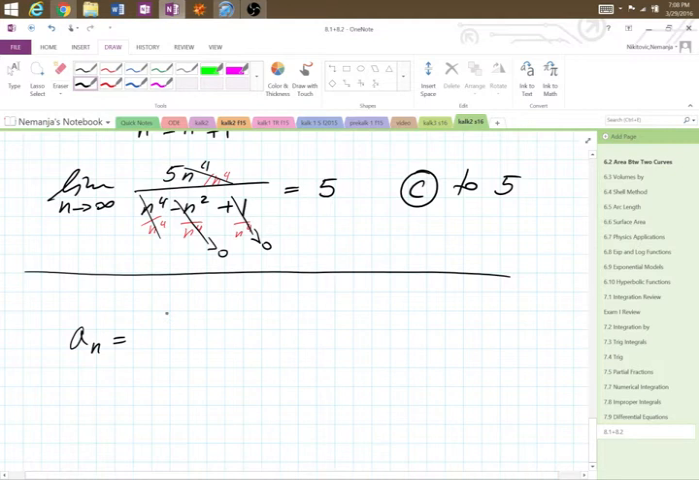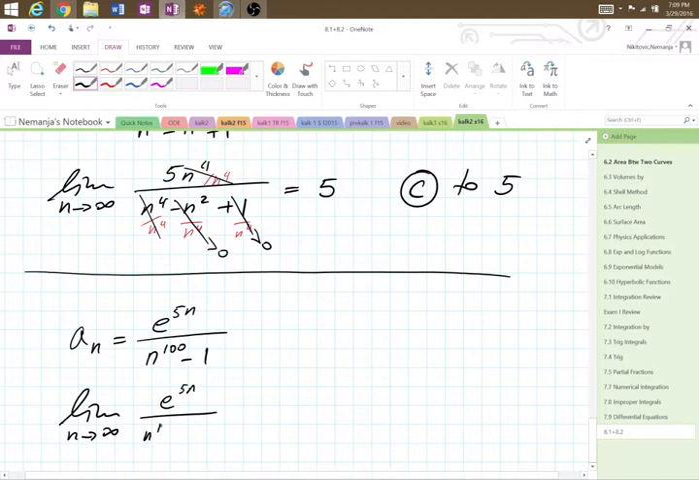Now, how about this one? Let's say a_n is equal to e to the 5n divided by n to the 100 minus 1. How about this one? What do you mean it's 1 over infinity? Let's write it out. Limit as n goes to infinity of e to the 5n over n to the 100 minus 1.